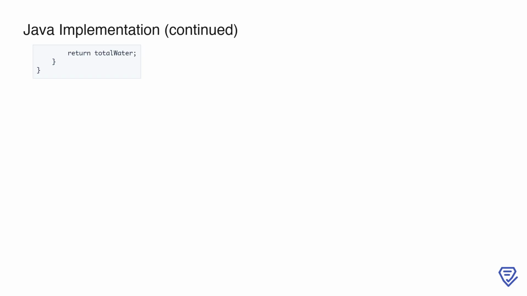We initialize a variable, totalWater, to 0. Then, we iterate through the elevation map from the second position to the second to last position. For each bar, the water it can trap is determined by finding the minimum of the left and right maximum heights for that position, subtracting the bar's height, and taking the maximum of this result and 0 to ensure no negative values. This value is added to totalWater. Once the loop completes, totalWater holds the total volume of water trapped across the elevation map.